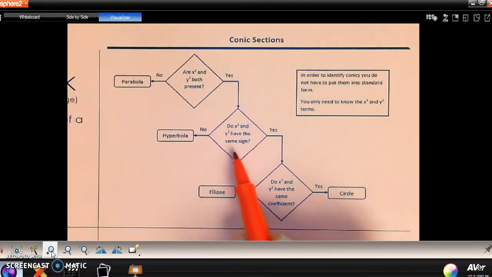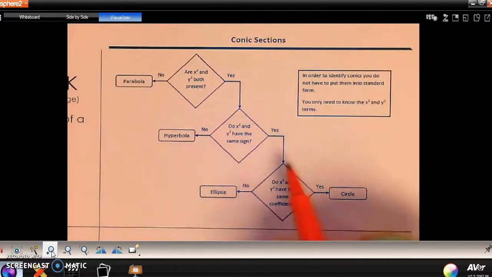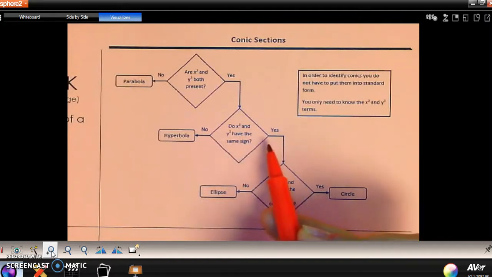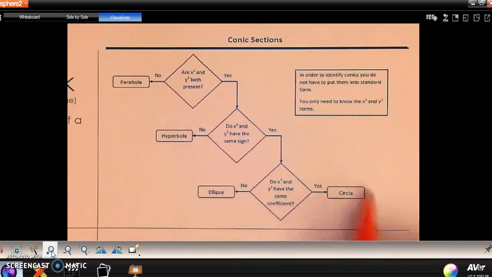If one of them is positive and one is negative, then you're looking at a hyperbola. If the answer is yes, if they are both two positive squared terms, then you have to ask yourself the final question. Do they have the same coefficients? Do they have equal coefficients? If no, then it's an ellipse, and if yes, then you have a circle.